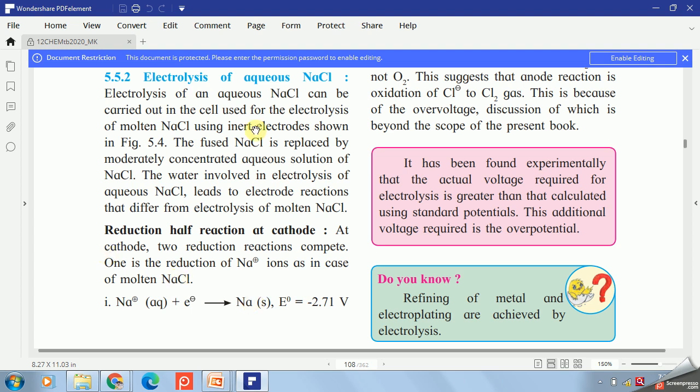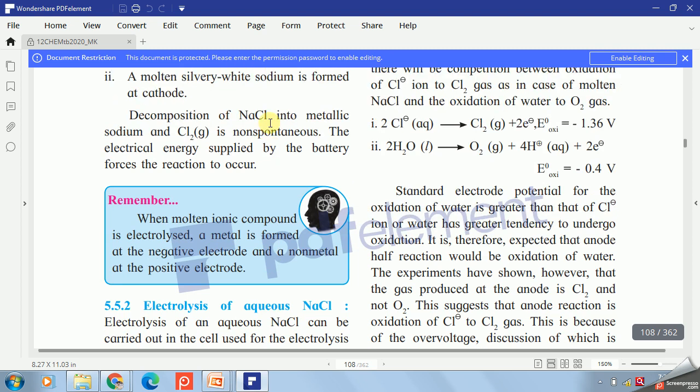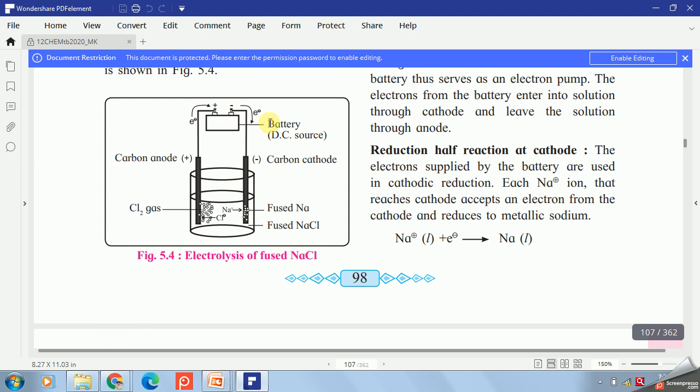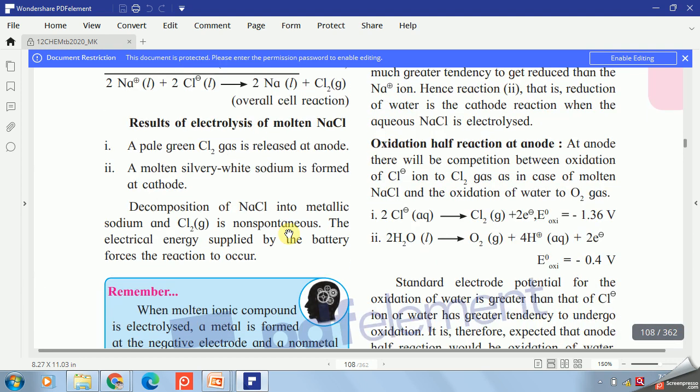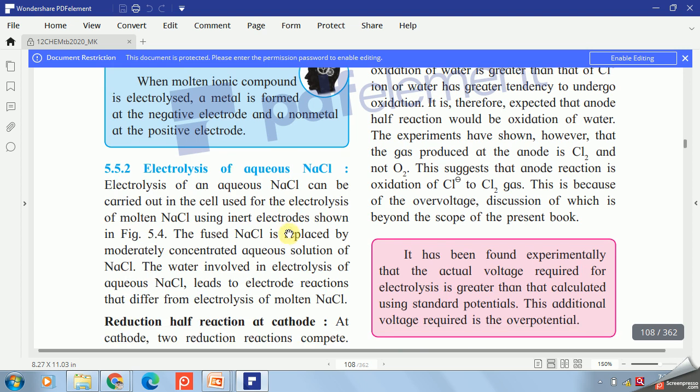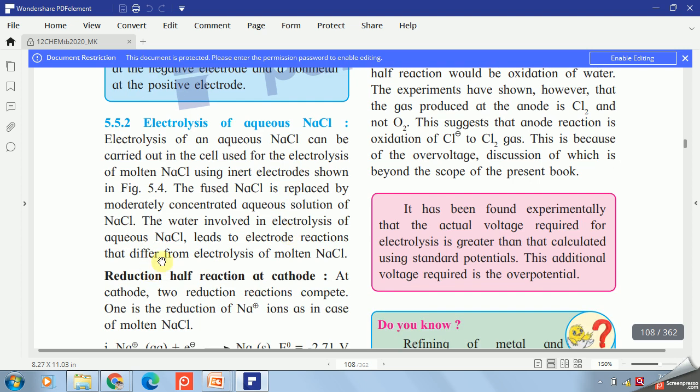Here we have to discuss electrolysis of aqueous NaCl, where we use an aqueous solution of NaCl, and it can be carried out in the cell used for electrolysis of molten NaCl using inert electrodes, as shown in diagram 5.4. The same diagram we have to use. Instead of fused NaCl, we use aqueous NaCl solution. So here water is involved in the electrolysis of aqueous NaCl. Therefore, the electrode reactions differ from electrolysis of molten NaCl.